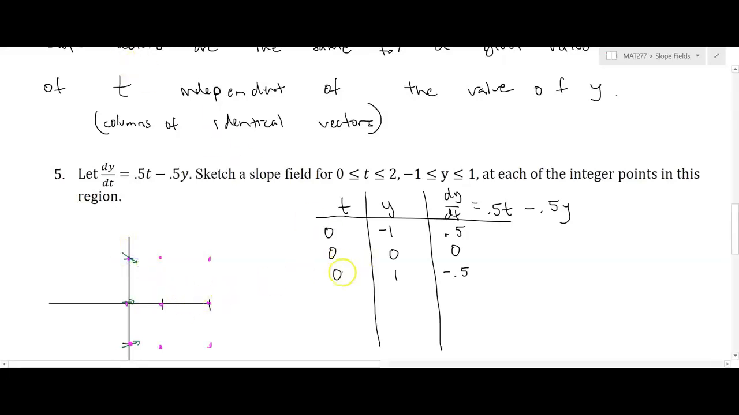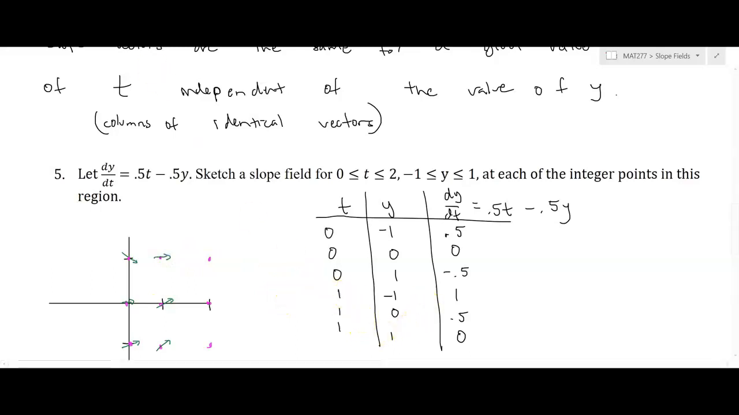And now when I change t to 1, I'll look at 1, -1, 1, 0, and 1, 1. So at 1, -1, that will be a half plus a half, which is 1. This will just be a half. And this will be a half minus a half, which is 0. So those slopes will look more like this. So at 1, -1, I'll have a slope of 1, so it'll aim right up there. And here I'll have a slope of a half, which will aim right about there. And here I'll have a slope of 0, which will look horizontal.